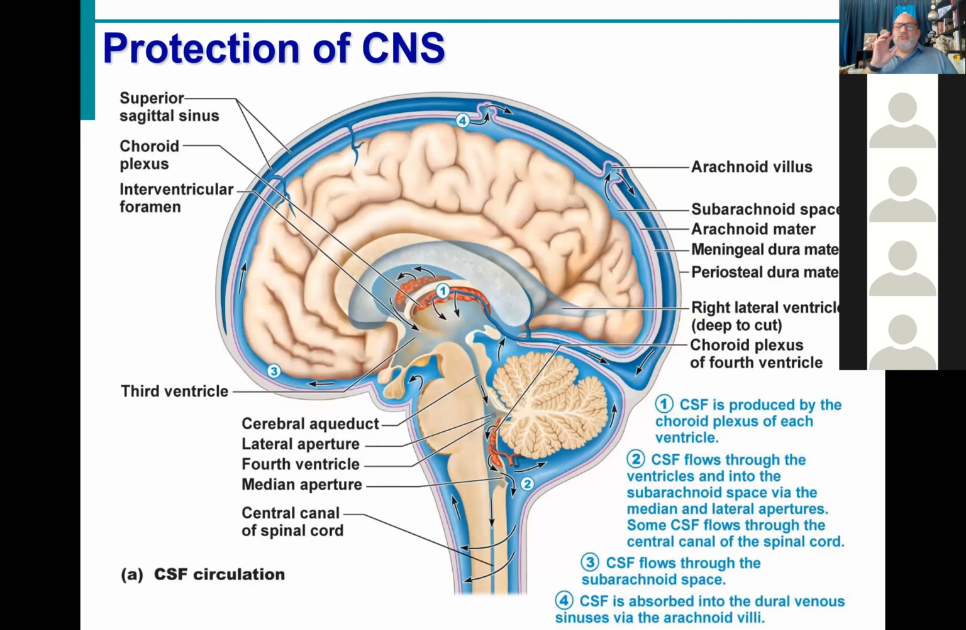All right. So those are all of the spaces associated with the cerebral spinal fluid. And notice one last thing. Regardless of how you leave the fourth ventricle, whether you go out a lateral aperture, whether you go out the median aperture, or whether you go all the way down the spinal cord first, all of the cerebral spinal fluid ends up in the subarachnoid space.